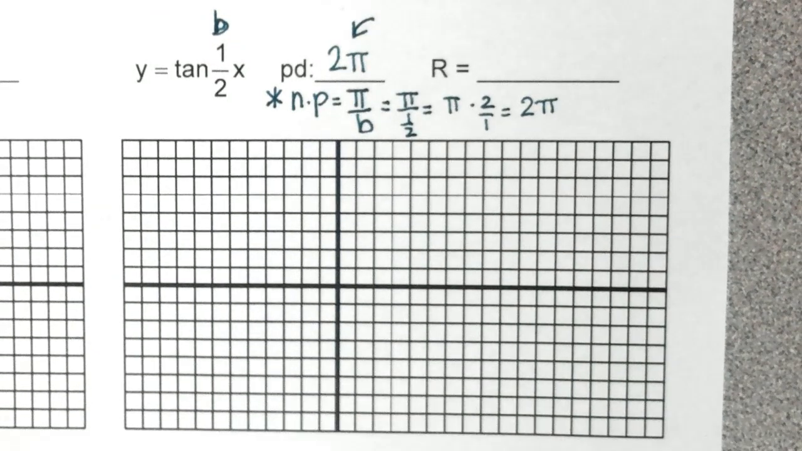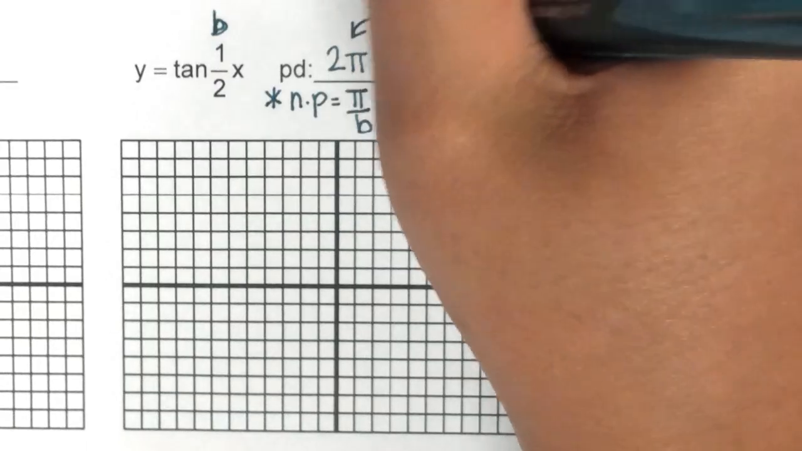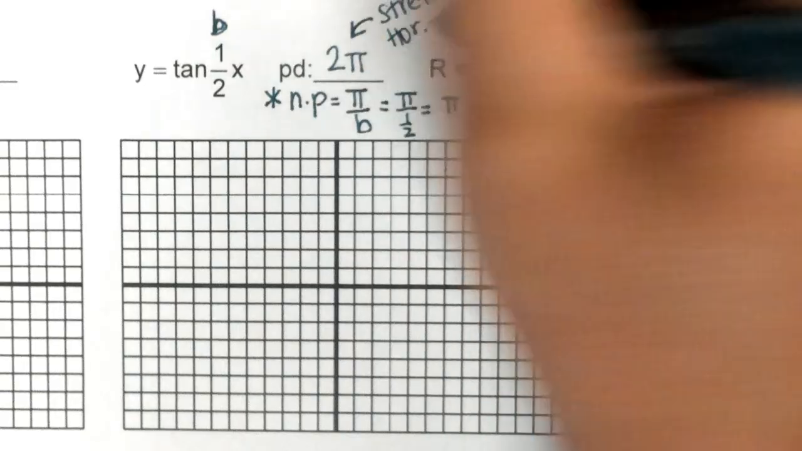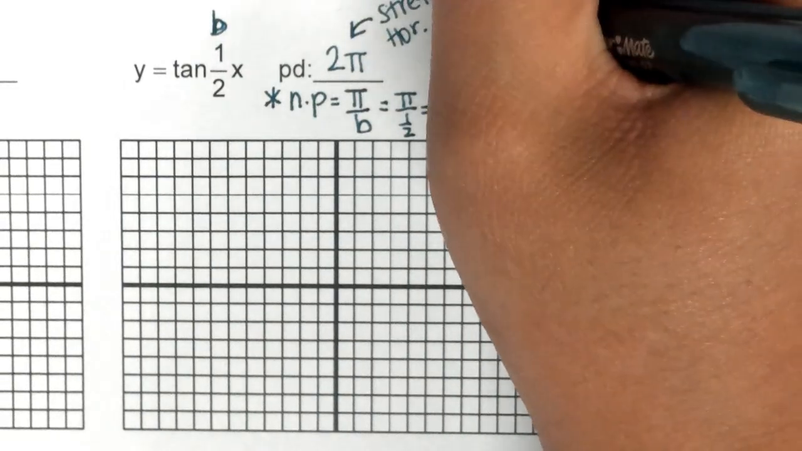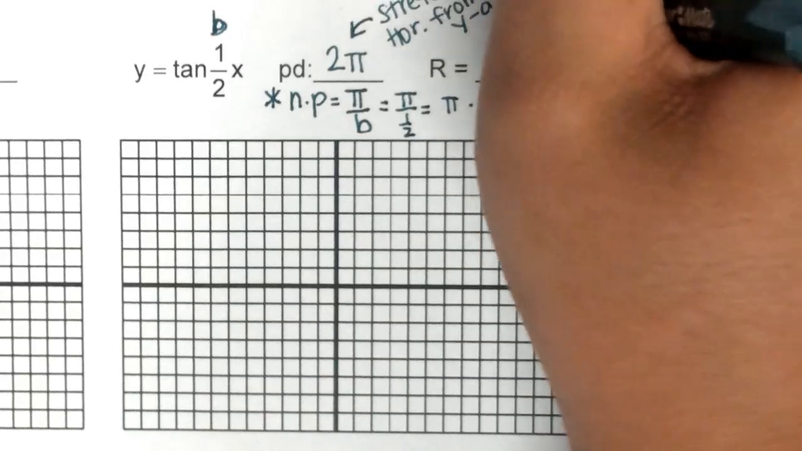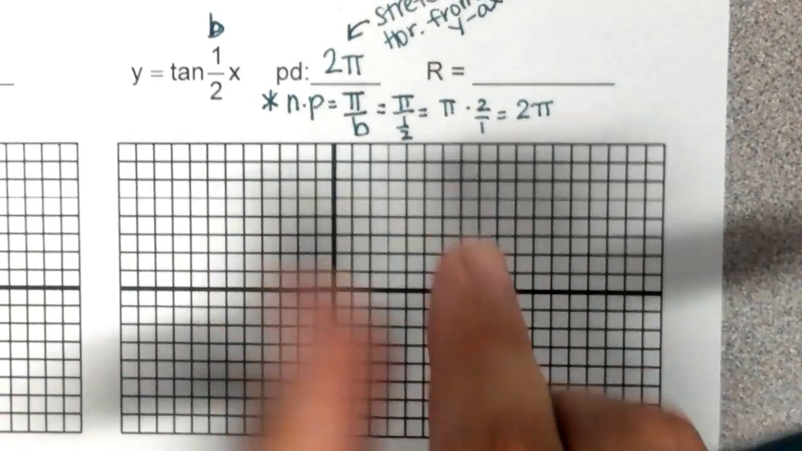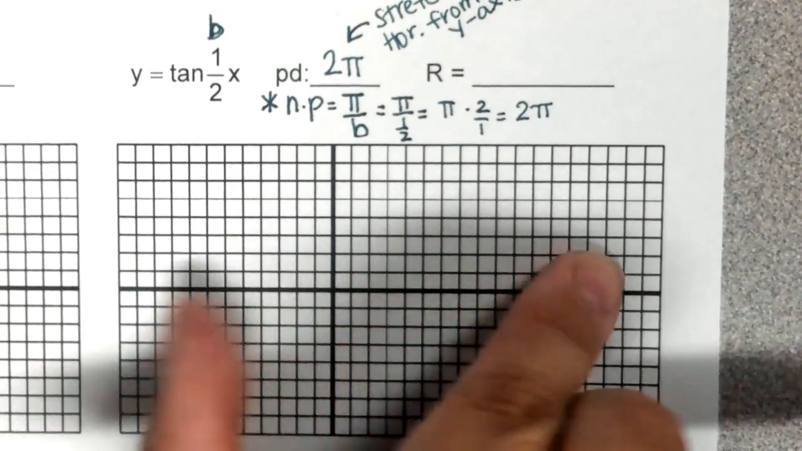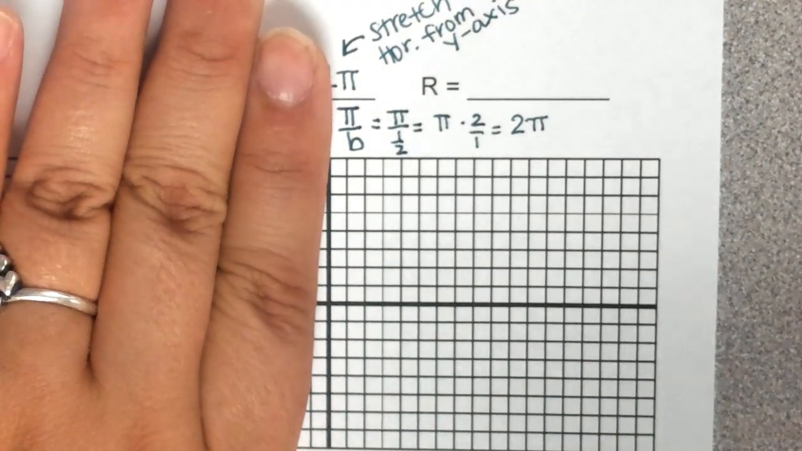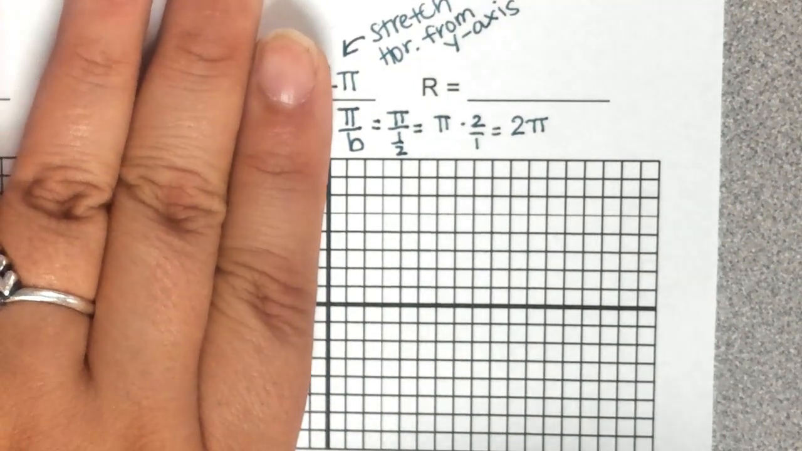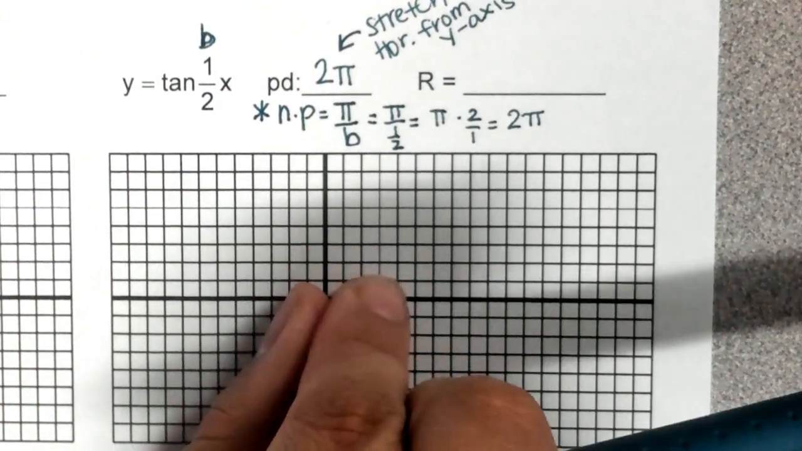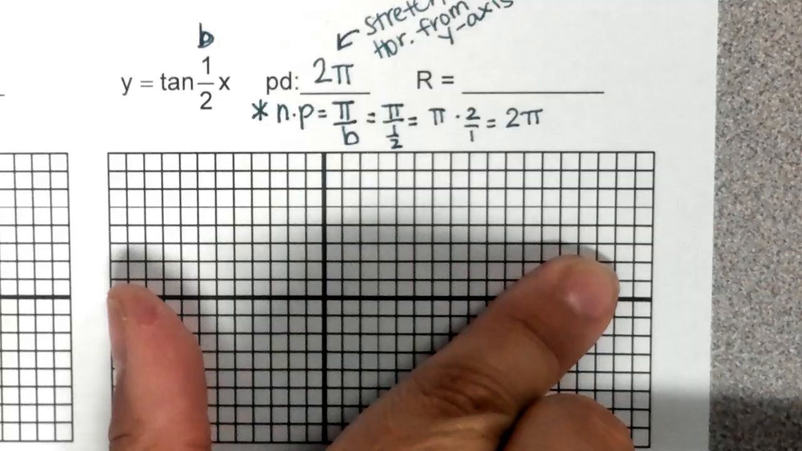Tangent is going to stretch horizontally from the y-axis, meaning in the middle or from the origin. It's going to go out both ways, in both directions. Where sine, cosine, actually all of them, cotangent, secant, cosecant, are all going to stretch to the right out. Tangent's going to stretch both directions.